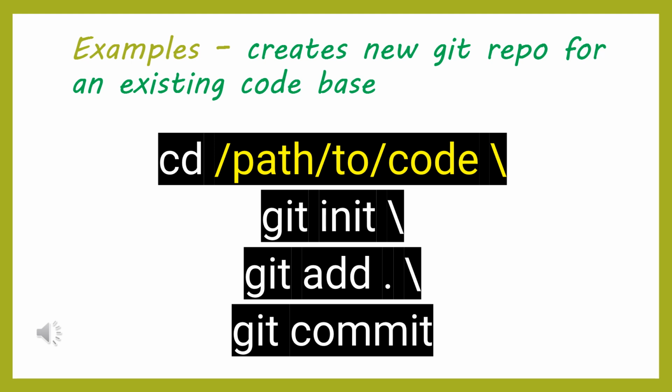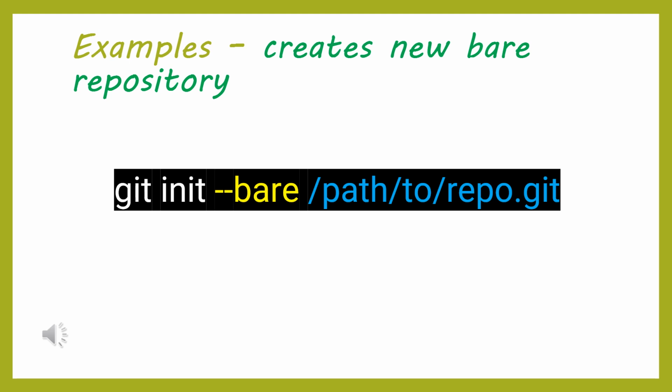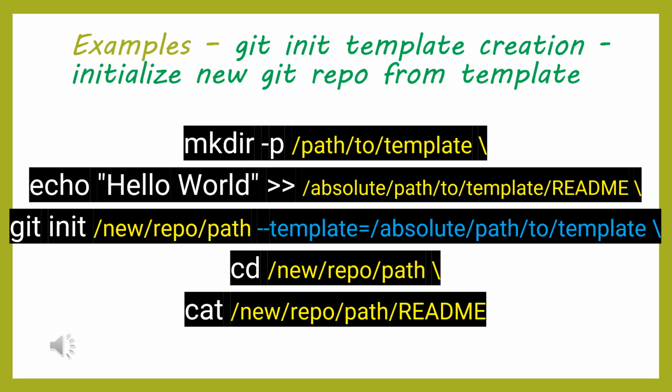Examples: to create a Git repository for an existing code base, cd path/to/code, git init, git add ., and git commit. For creating a new bare repository, git init --bare /path/to/repo.git. Git init template creation: initialize the Git repo from a template. mkdir -p path/to/template and echo hello world into the absolute path to template/readme file. Then git init new-repo-path --template=template-path, then cd new-repo-path. After that we can cat readme, start editing, and commit and push those files.